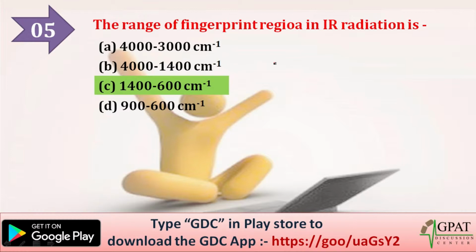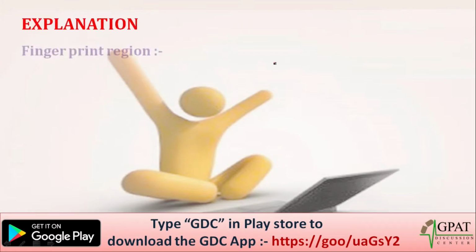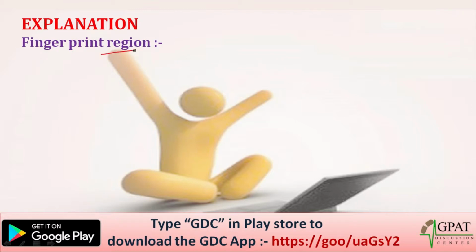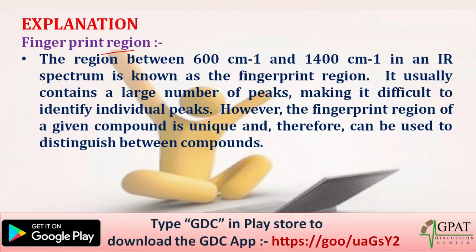Let's discuss this in detail. First of all, we have to know what the fingerprint region is. The region between 600 and 1400 cm⁻¹ in an IR spectrum is known as the fingerprint region. Students, just note down that the region between 600 and 1400 cm⁻¹ is known as the fingerprint region, and it usually contains a large number of peaks.